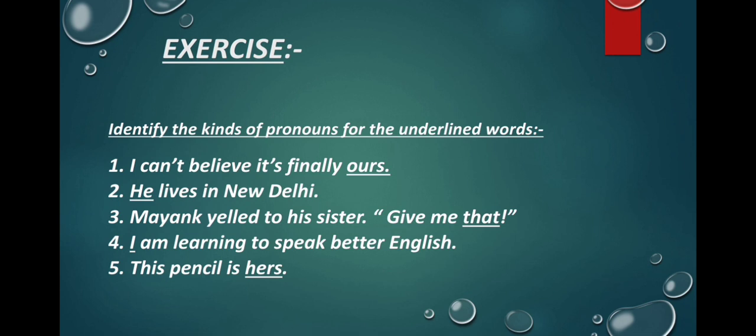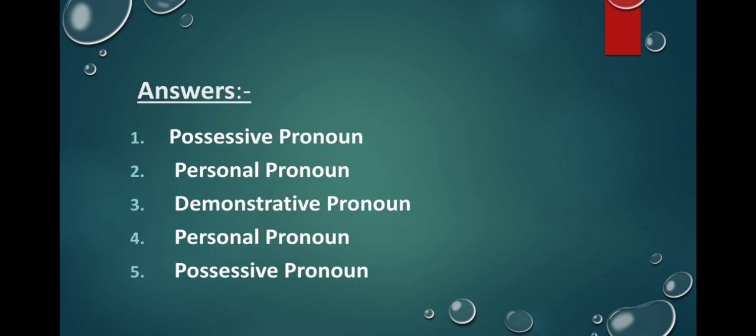I am learning to speak better English. Here the underlined word is I. So I is a personal pronoun because I is the singular form of the first person. Let's see the fifth one. This pencil is hers. Here hers is showing possession or ownership. So it is a possessive pronoun. Let's see the answers. First one, possessive pronoun. Second one, personal pronoun. Third, demonstrative pronoun. Fourth, personal pronoun. And the fifth one is a possessive pronoun.